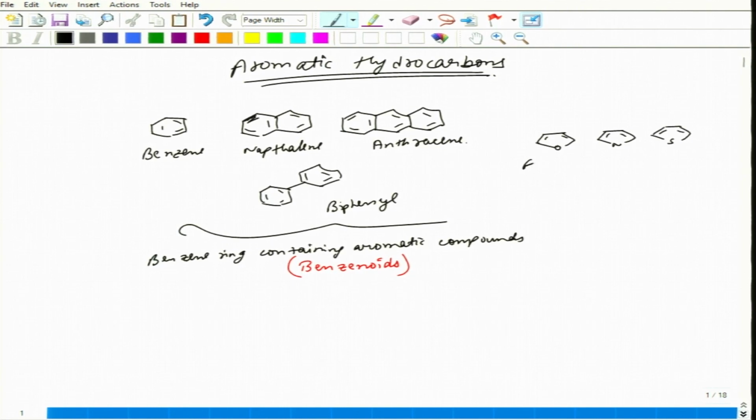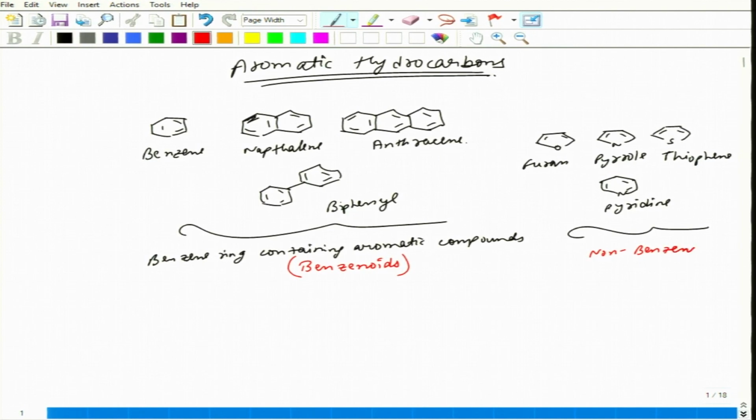And there are a few aromatic hydrocarbons that do not contain any such benzene ring. For example, this is known as furan, this is known as pyrrole, this is known as thiophene, this is called pyridine. So, these kinds of aromatic compounds in which a benzene ring is not present are called non-benzenoid hydrocarbons.